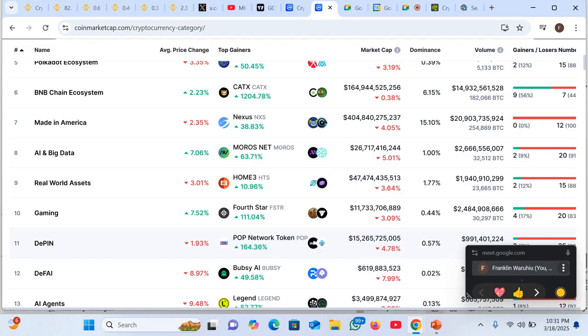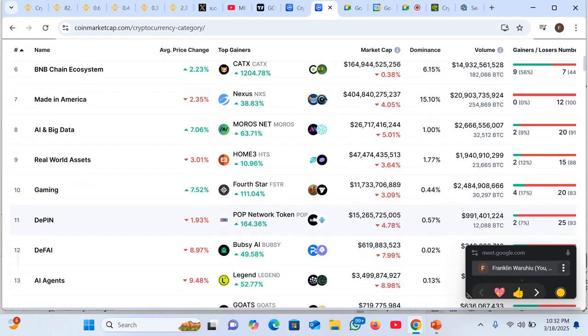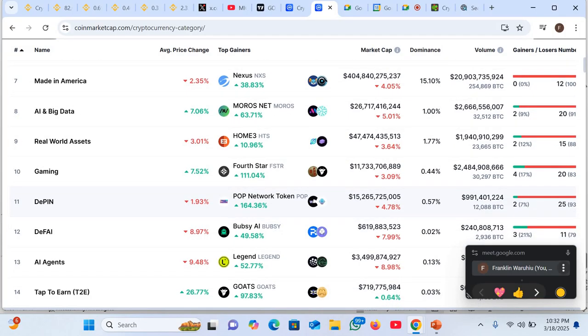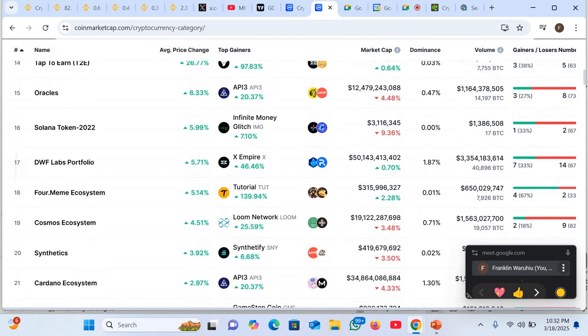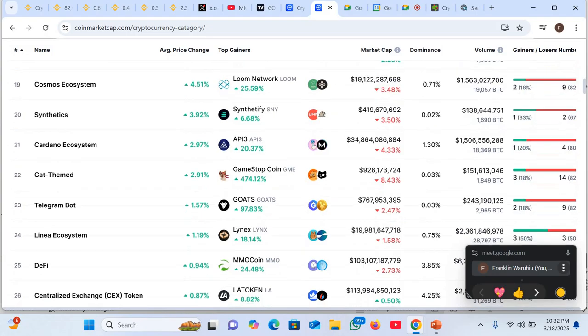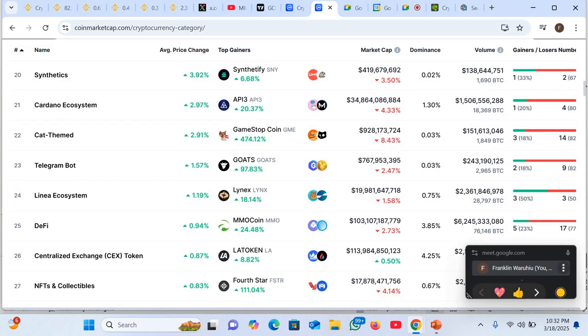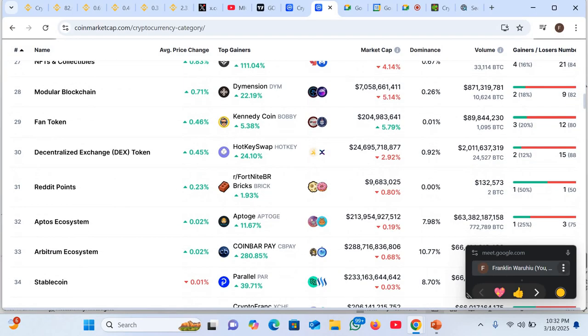We also have gaming tokens, quite popular in this space. We also have what we call the PIN, also quite popular in this space. We also have AI agents, also quite popular in this space. We also have the cat-themed tokens, quite popular as well. And also right now we have what we call the Telegram tokens. Also, they are becoming quite popular in this space.